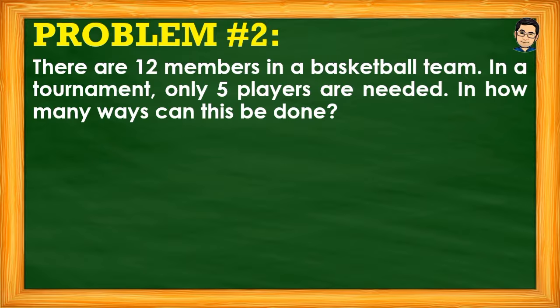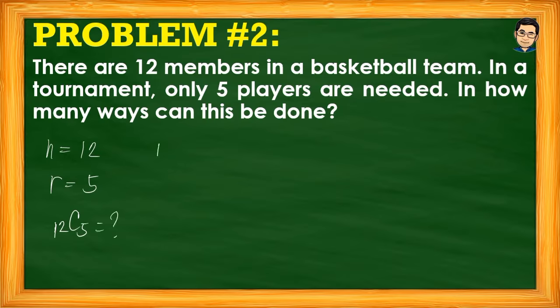And then since hindi po sila lahat makakapaglaro, 5 players lang po ang kailangan. So ang tatanong natin dito, ilang ways natin pwedeng piliin yung 5 players na yan na maglalaro out of 12 members, yung total members ng basketball team. So our N here is 12. And then the value of R here is 5. So we're looking for 12 taken 5.